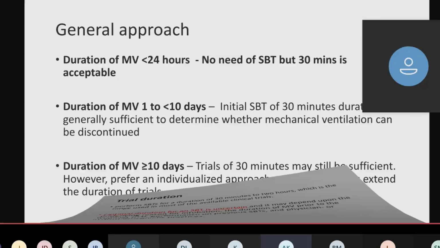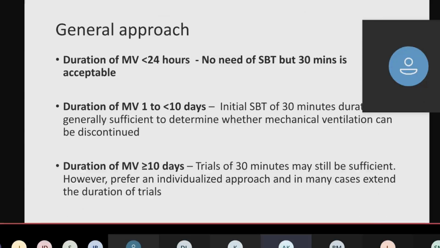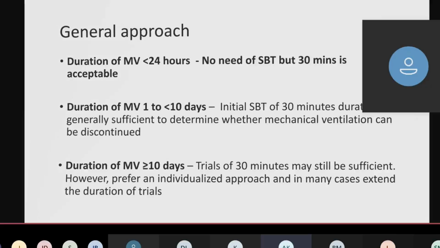So the general approach is like, if the patient is mechanically ventilated for less than 24 hours, sometimes you might not need an SBT trial. Just 30 minutes of SBT is acceptable and you can extubate this patient. If the patient is falling under 1 to 10 days, less than 10 days, you can start with 30 minutes to 2 hours. And if he tolerates 2 hours of SBT, obviously you can extubate this patient, or at least he is ready for extubation. More than 10 days, still 30 minutes is sufficient. However, it is an individual approach and we might need to extend the duration of trials.